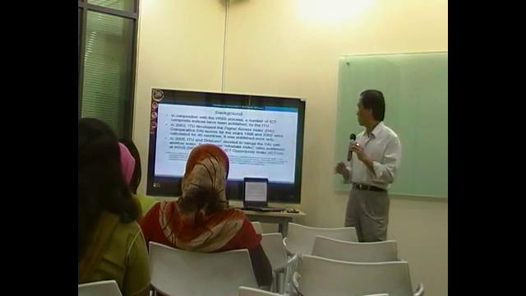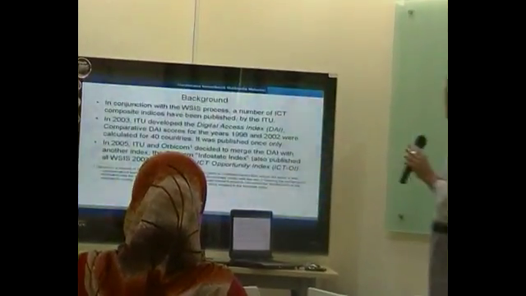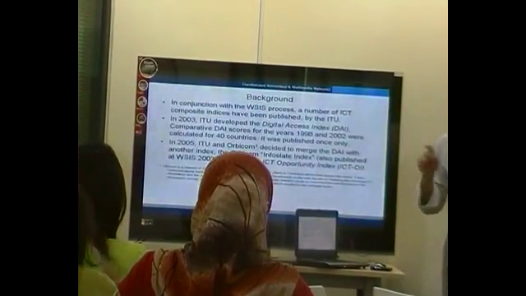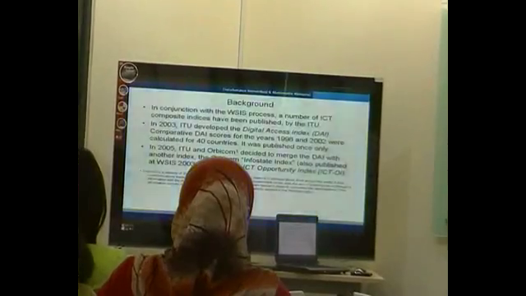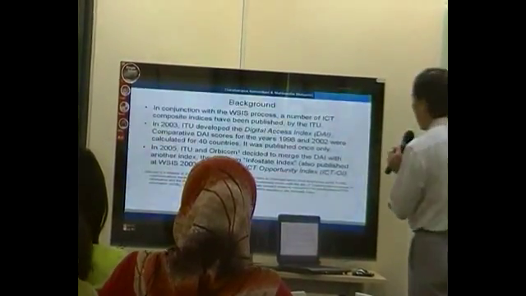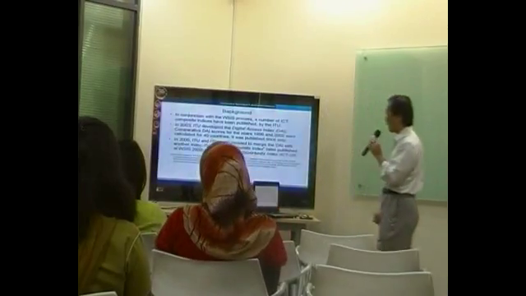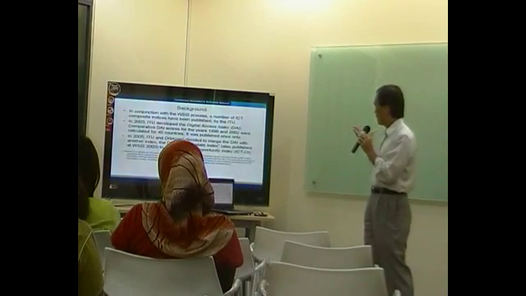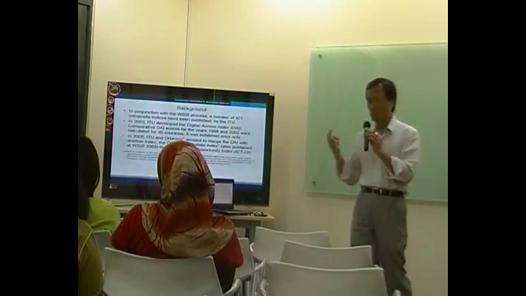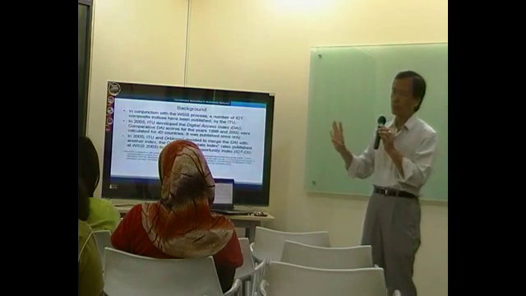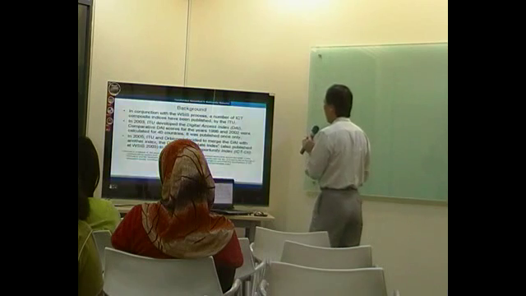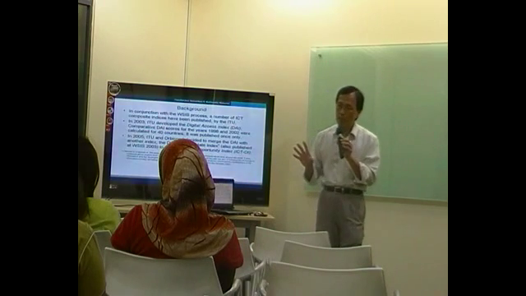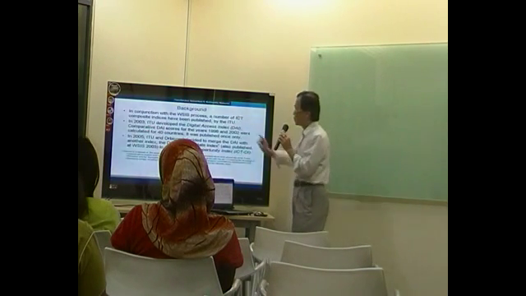A little bit of background. In conjunction with the WSIS process, we have a number of ICT composite indices that have already been calculated by ITU. Among them is the Digital Access Index, or DAI. It was calculated for the years 1998 and 2002 for only 40 countries, and that's it. It was calculated only once. So don't ask for the DAI for the year 2008. There's no more DAI after 2002.